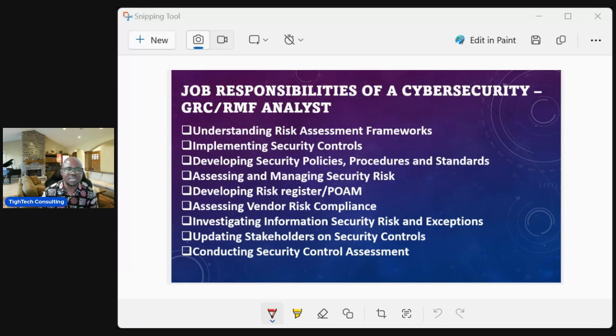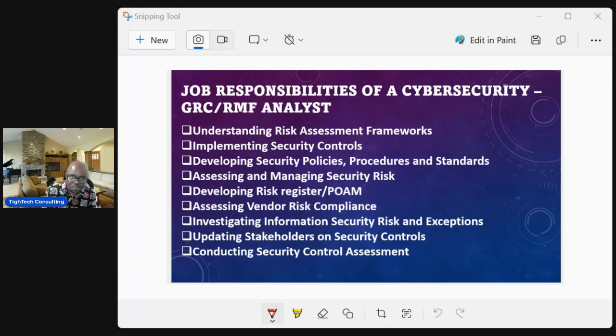Another of our job responsibilities is assessing vendors' risk compliance. Now, that is under the third party or vendor risk management program. It's part of GRC. And what does that mean? It means that for the vendors that want to do business with our organization, we need to know how security compliant they are. And how do we know that? We ask them some questions. Either we are using the CAIQ questionnaire or we are using the SIG questionnaire. And all of these questionnaires are security control questionnaires.